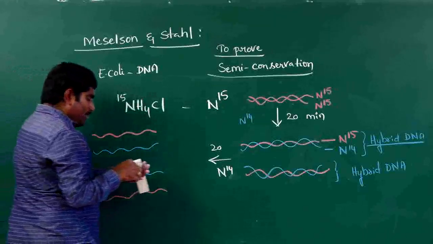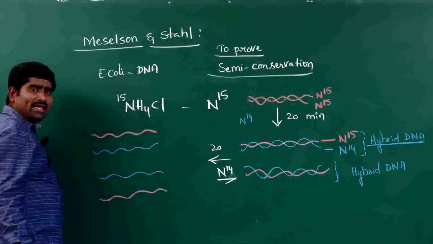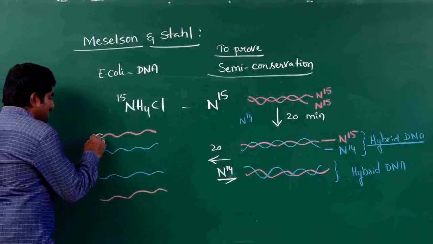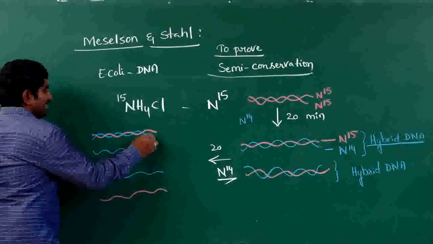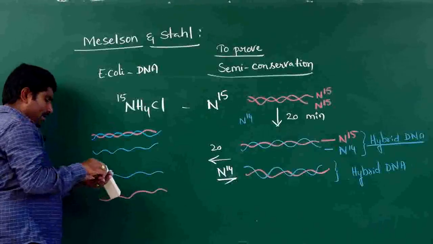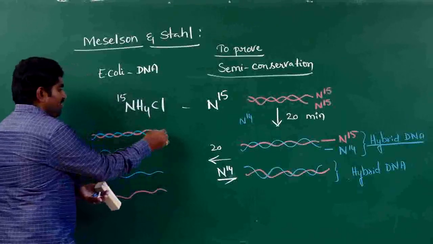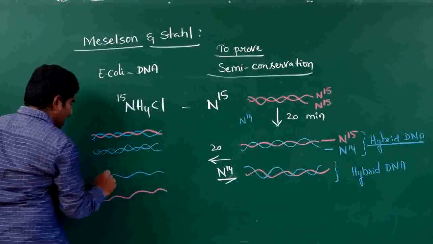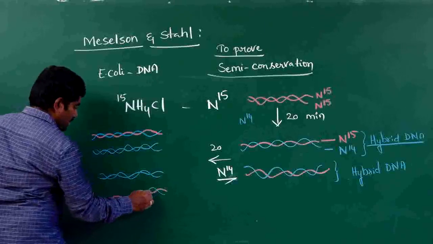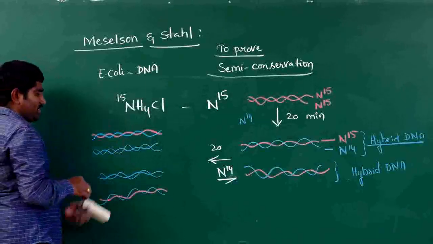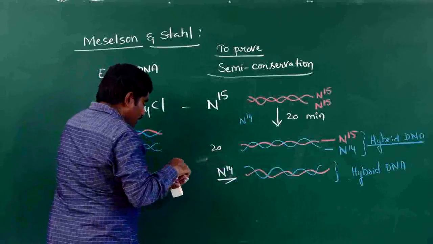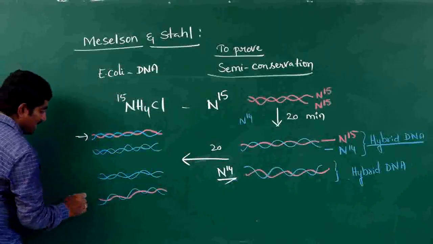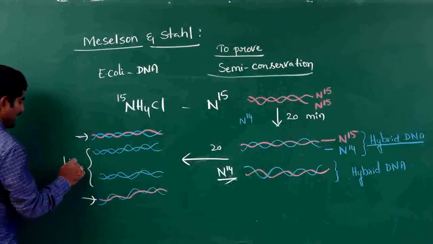The medium is not yet changed, it is still the N14 medium, so the newly formed DNA strand will be light only. This light strand only will form everywhere, because it is in the N14 medium. So after another 20 minutes, how many hybrid DNAs are formed? This is one hybrid DNA and this is one hybrid DNA. These two are light DNAs.